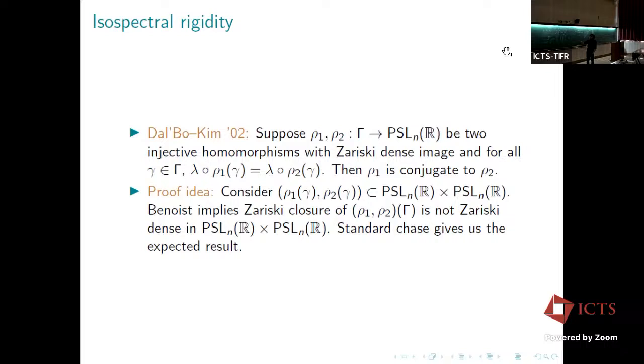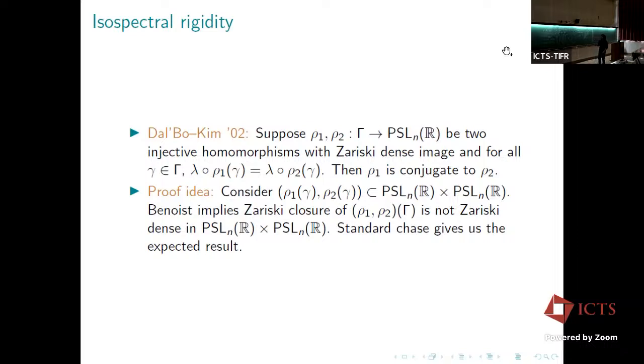which essentially means that the Jordan projection of these will stay in a lower dimensional subspace. And so that would essentially mean that the Zariski closure of this group is not the full group PSL(n,R) × PSL(n,R). And from there, because it's a simple Lie group, using standard arguments one can show that they have to be conjugate to each other.